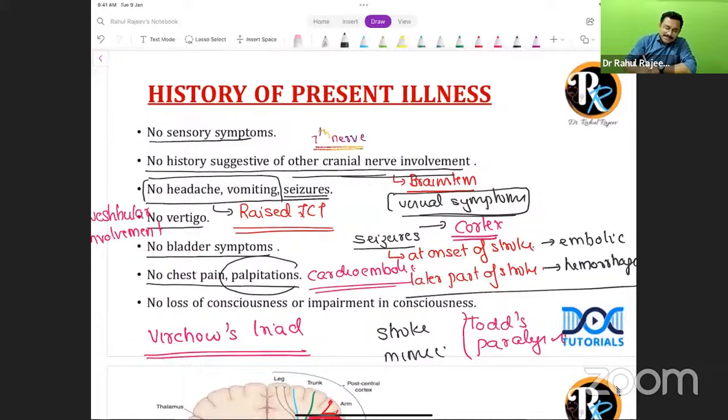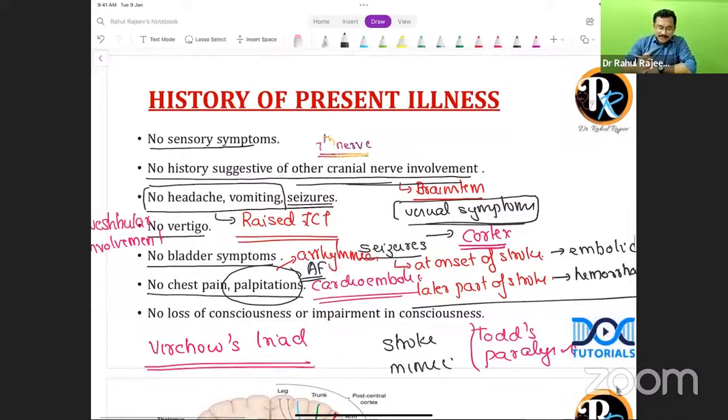Similarly, palpitations are also important to see if there are any arrhythmias. For example, if the patient is having atrial fibrillation, AF, don't you think this patient is also having a chance of cardioembolic stroke? Which is why you have to ask about history of palpitations. Okay, right. Next is no loss of consciousness or impairment in consciousness.